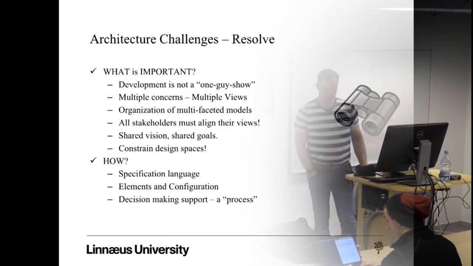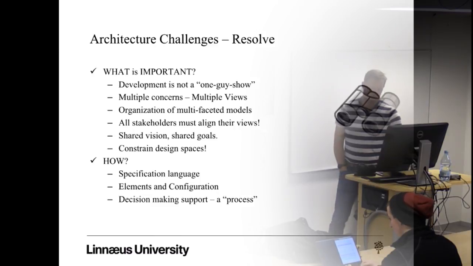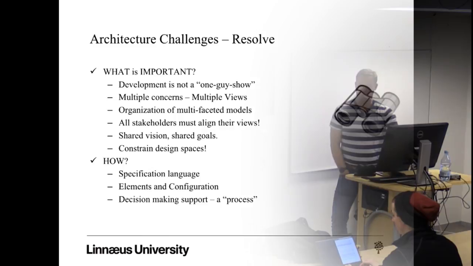So here are some statements about architecture challenges. You need to deal with multiple concerns, multiple qualities. You need to share a vision within a team. And how to do that? Well, you will need some kind of language to express your architectures, your decisions, and you need some kind of support for the decision making.